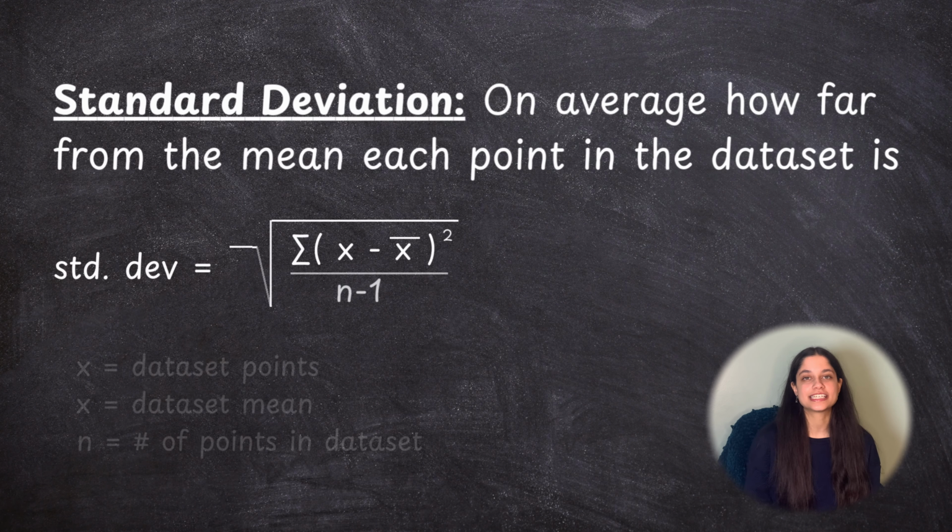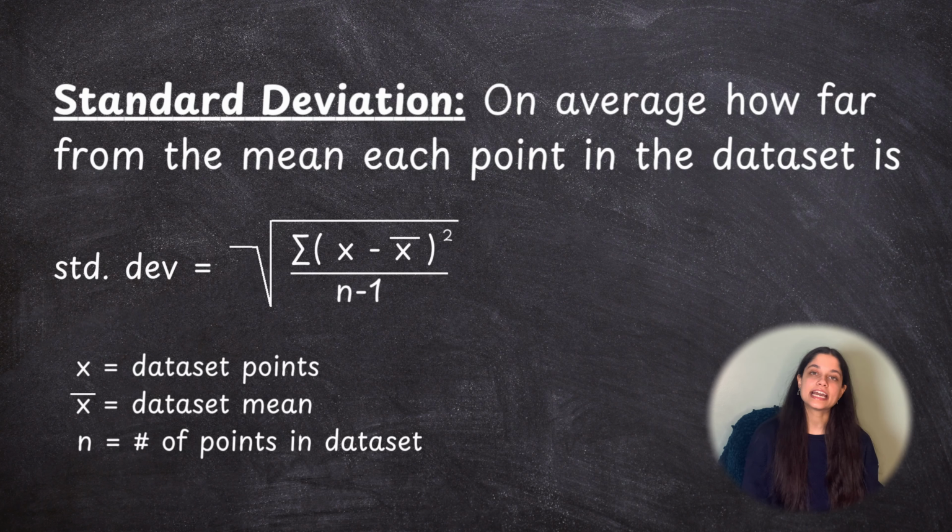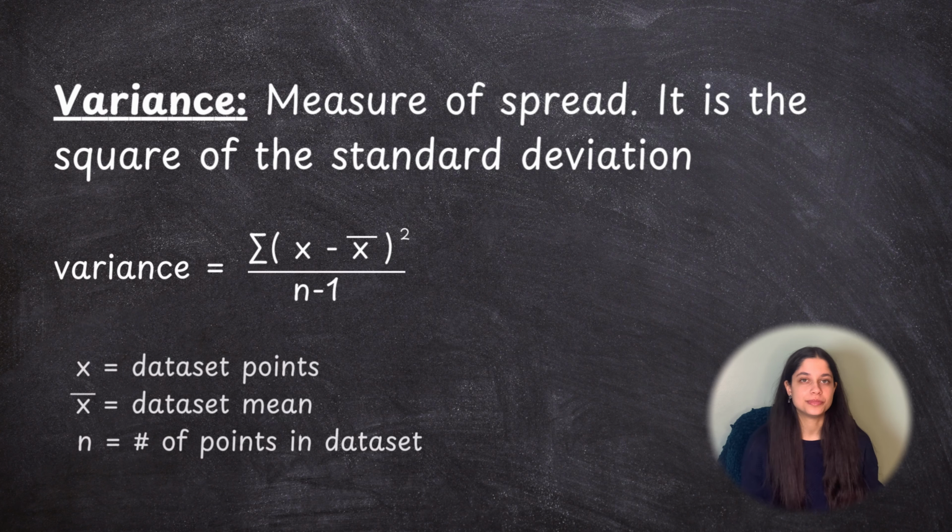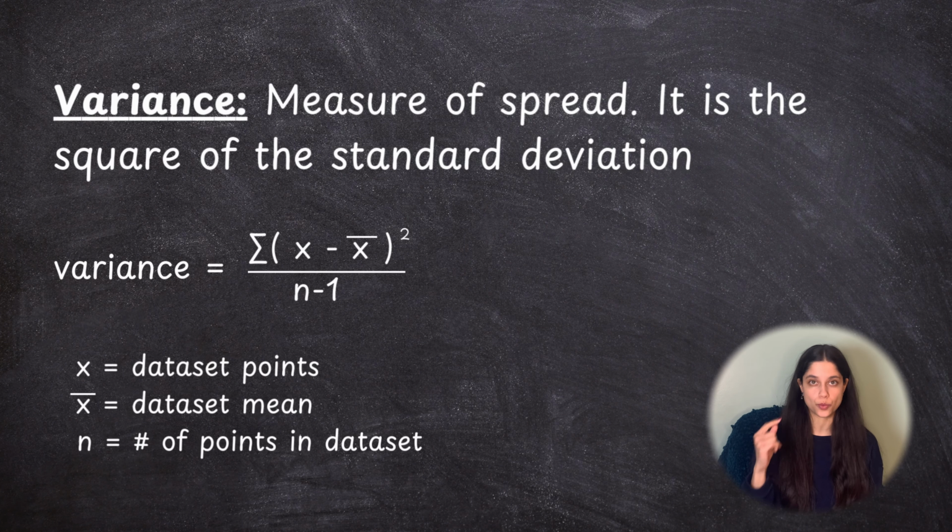The second measure is the standard deviation, and the standard deviation tells you, on average, how far each value in your data set is from the mean of the data set. This is generally used when you have a normal distribution, which is something we'll get to in a minute, but generally it's used when you don't have too many outliers in your data set. The third measure of variability is variance, which is just the standard deviation squared. This is generally used in statistical tests like ANOVA and is generally used with normal distributions as well.